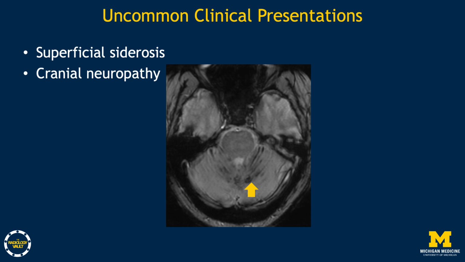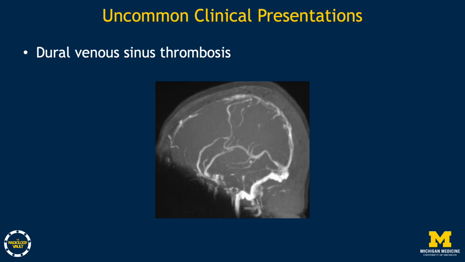Additionally, some patients with SIH may present with cranial neuropathies, either related to underlying siderosis or possibly related to brain sagging. Dural venous sinus thrombosis, as shown here, affecting superior sagittal sinus on an MRV, can be seen in almost 2% of patients presenting with SIH.